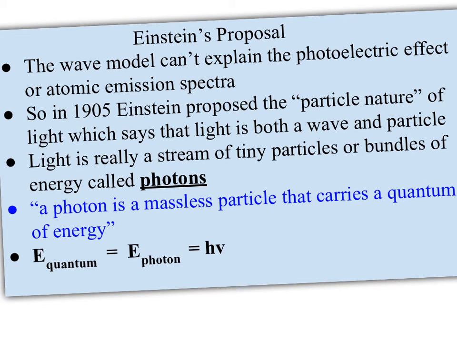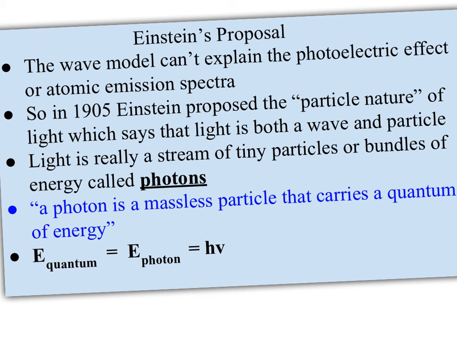So Einstein realized that the wave model couldn't explain the photoelectric effect or the atomic emission spectra. He looked at the work that Planck did with the idea of the quantum, and he said there's a particle nature to light. It's not just a wave, but there are also particles in that wave. So light is really a stream of these tiny little particles, and these particles are bundles of energy, and he called them photons. In fact, a photon is defined as a massless particle that carries a quantum of energy.